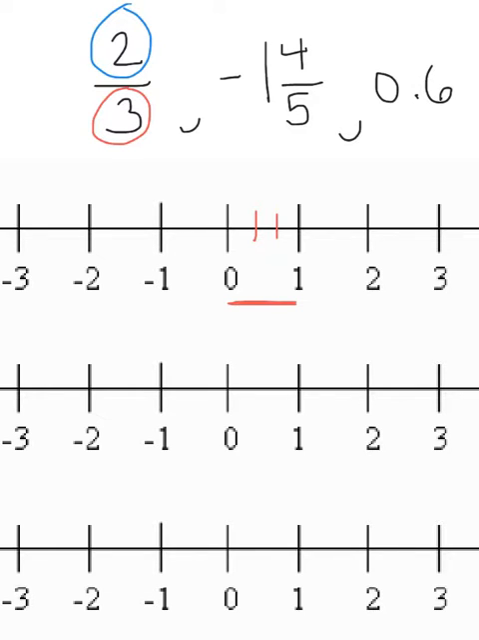So from 0, I'm going to go over 1/3, 2/3. So right there represents 2/3. Now I'm going to take a look at -1 4/5.